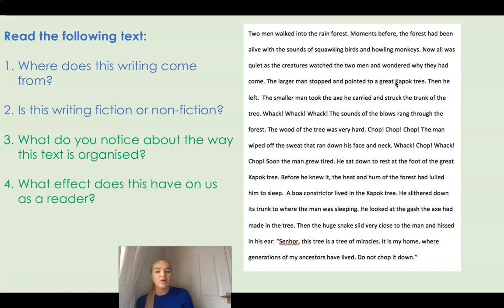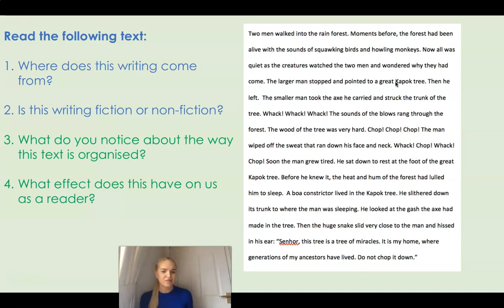Now I want you to think, what do you notice about the way the current text is organised? And what effect does this have on us as a reader? Pause the video again and have a think, please. Okay, what did you notice then? Did you notice that there is not any paragraphs at the moment? So actually this text is just one long text.